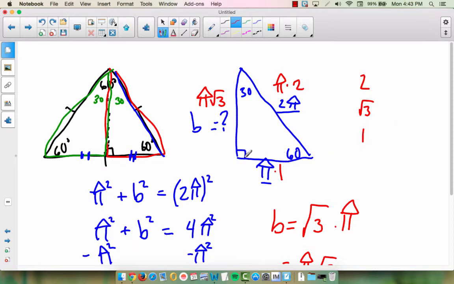So I can remember that geometry relationship. The smallest angle opposite the smallest side, the next biggest angle opposite the next biggest side, and the largest angle opposite the largest side. So the relationship in a 30-60-90 triangle: 30-60-90, x, x root 3, 2x. Good? Let's try an example with that.